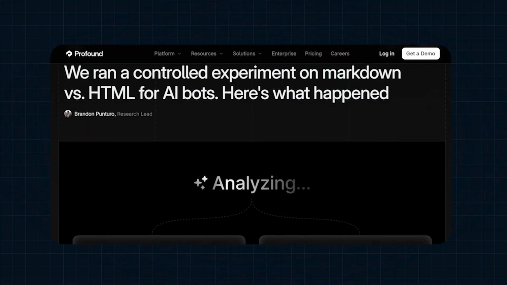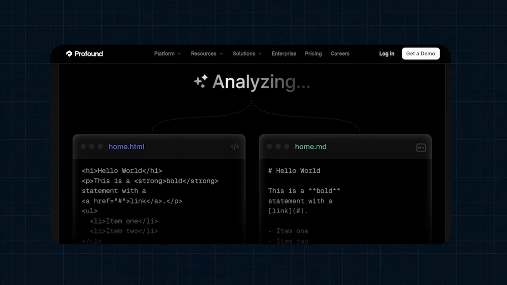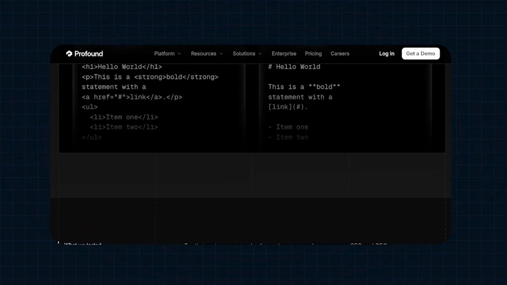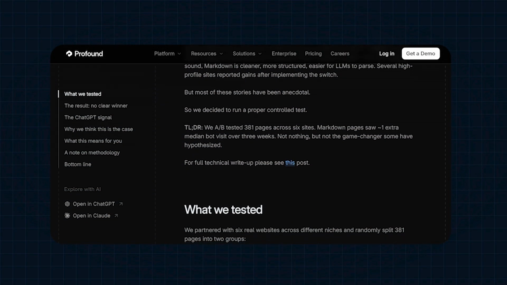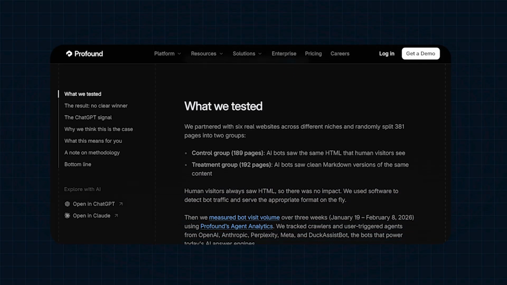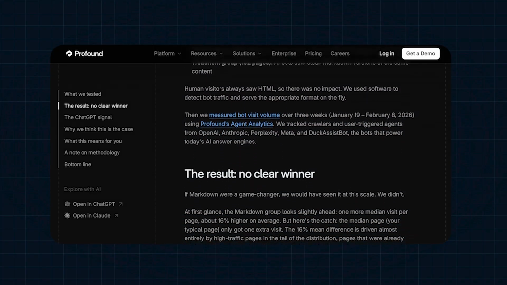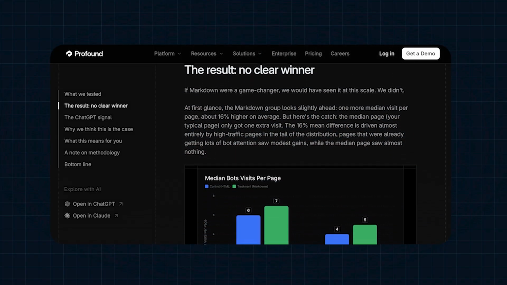In February 2026, there was research done by the Profound team, designed as a randomized controlled experiment across 381 pages from 6 different websites. Mainly what they were trying to test was whether Markdown as a format increases bot traffic from LLMs compared to HTML. And the result was that they found no statistically significant increase. Sure, there were some small lifts here or there, but the study largely concluded that Markdown as a format does not increase slam-dunk kind of results.